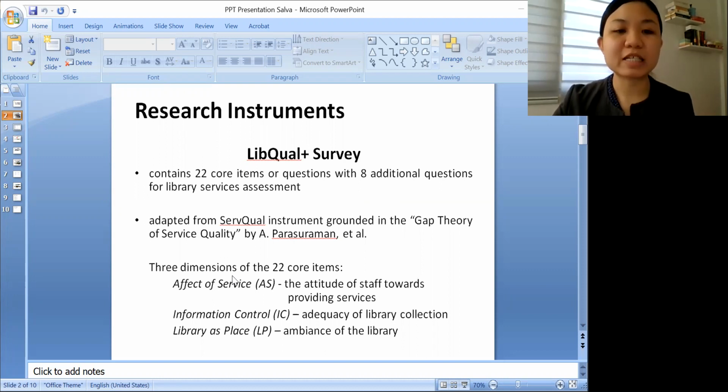The LibQUAL+ instrument is adapted from the SERVQUAL instrument, which is grounded in the gap theory of service quality developed by A. Parasuraman et al., the marketing research team. LibQUAL+ measures library service quality through 22 core questions relating to 3 dimensions: affect of service, information control, and library as place. The AS, or affect of service dimension, covers 9 questions related to courtesy.